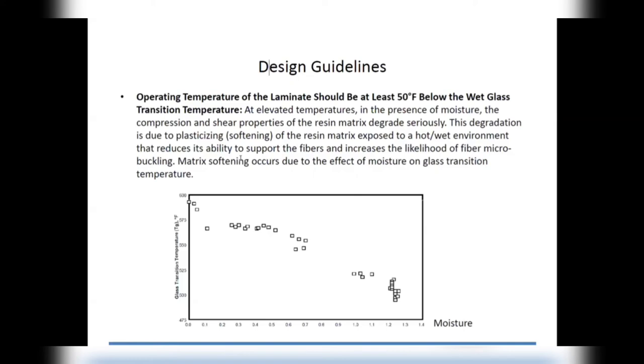At elevated temperatures, in the presence of moisture, the compression and shear properties of the resin matrix can degrade seriously. This degradation is due to the plasticizing effects on the resin matrix when it is exposed to hot, wet environments, which reduce its ability to support the fibers and increase the likelihood of fiber microbuckling. So matrix softening can occur due to the effect of moisture on the glass transition temperature. It's very important to understand that with increased moisture, your Tg is dropping. But in addition to that, the strength can also be impacted by the effects of moisture and heat. And so, again, it's very important to keep the operating temperature of the composite with some margin against the wet glass transition temperature.